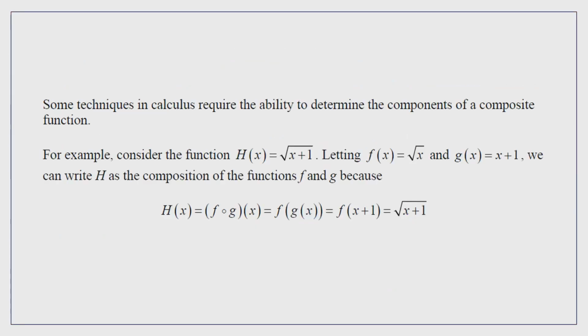So some techniques in calculus require the ability to determine the components of a composite function. So for example, consider the function h of x equals the square root of x plus 1. Letting f of x equal the square root of x and g of x equal x plus 1, we can write h as the composition of the functions f and g, because h of x equals f composed with g of x, which equals f of g of x, which equals f of x plus 1, which equals the square root of x plus 1.